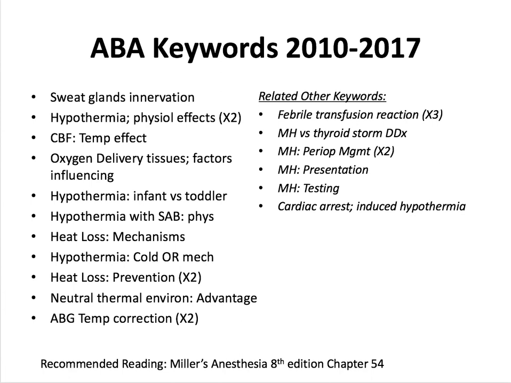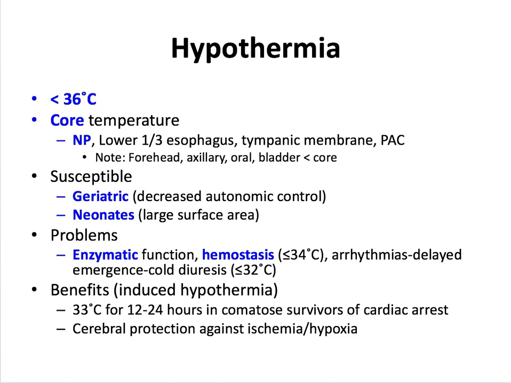So let's move right into hypothermia and define it as a temperature less than 36 degrees centigrade as measured from a core site. And we'll define core sites as the nasopharynx, the lower third of the esophagus, because the upper third could have actually air from the trachea cooling it. Tympanic membrane is also a core temperature site, as well as the pulmonary artery catheter when the chest is not open. The forehead, axillary, oral, bladder are not considered core temperature sites per se.